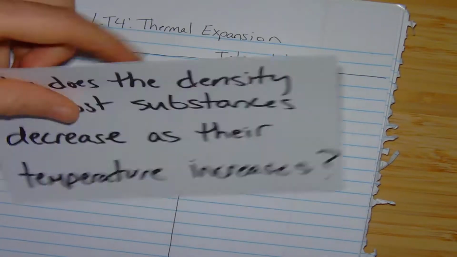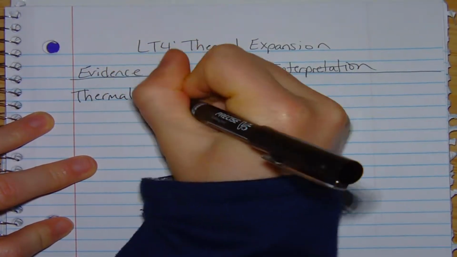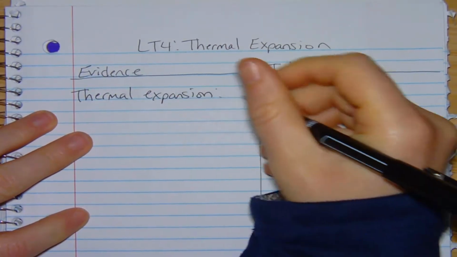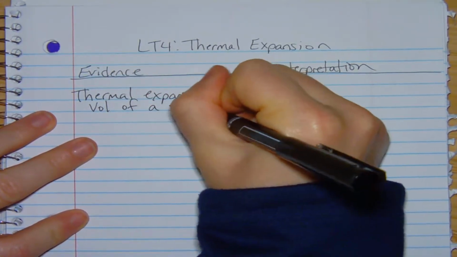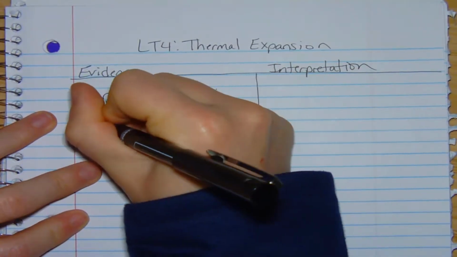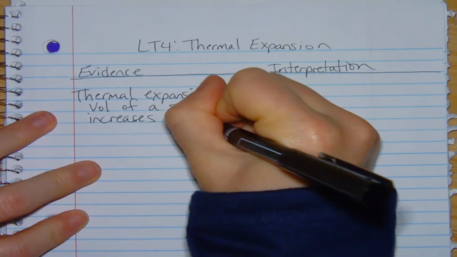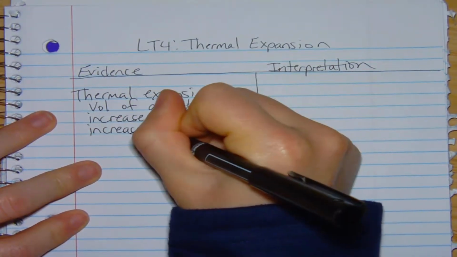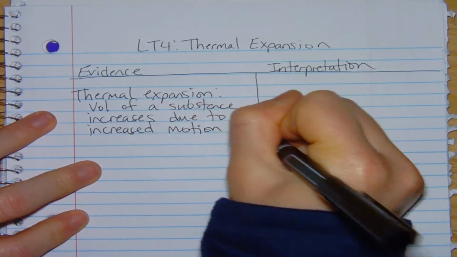All right. So we're going to start right out with a definition, and our definition is thermal expansion. And it is kind of exactly what it says in the name. It's what happens when the volume of a substance increases due to an increased motion of molecules.